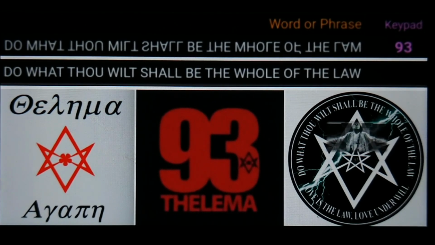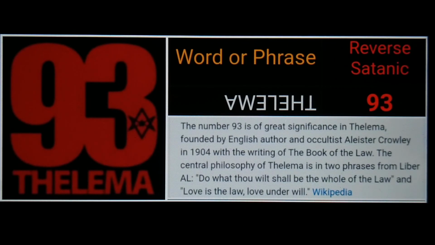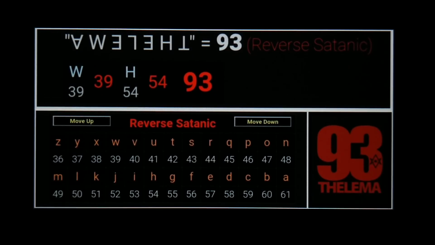And part of that phrase was love under will. So a Greek word for will is thelema. And we can get a 93 from that word, not just the Greek word thelema, but if you type out the English letters, flip it upside down, we can get a 93 with the reverse satanic cipher. I'll show you how this works here. Again, you got to flip the letters upside down. You can go to the website flipyourtext.com.